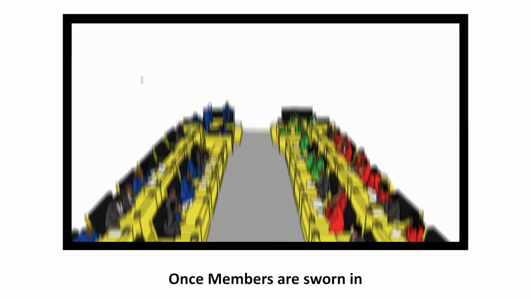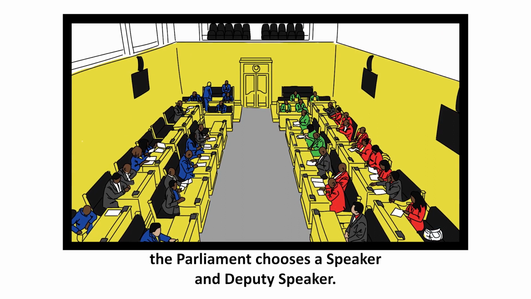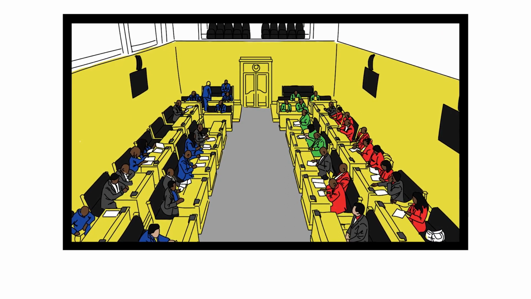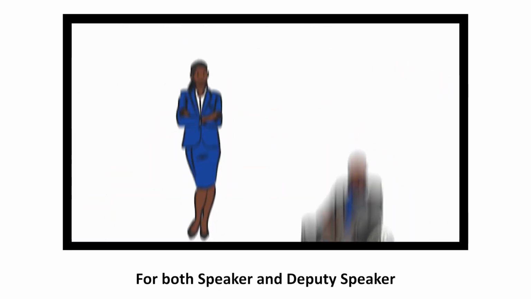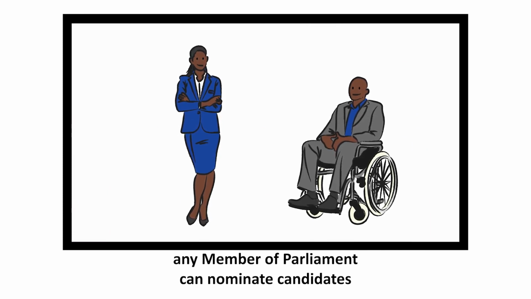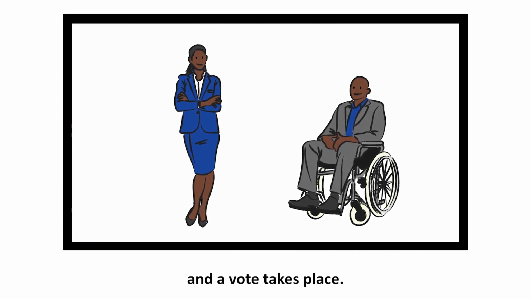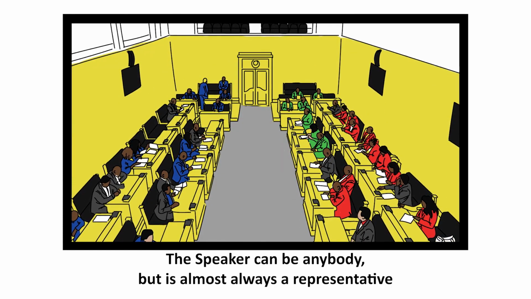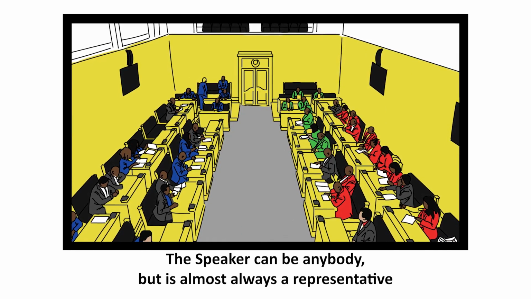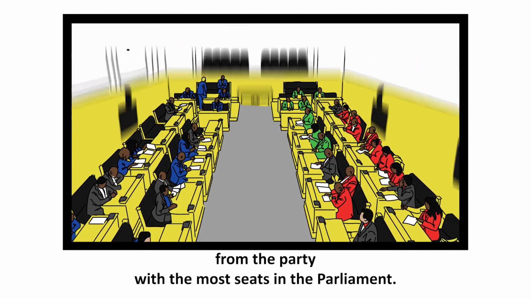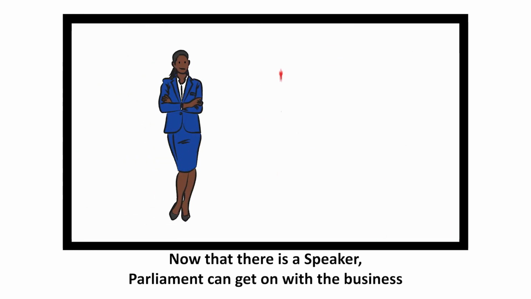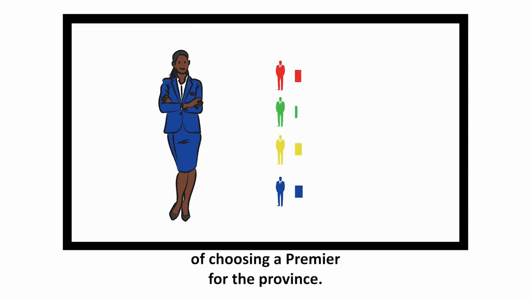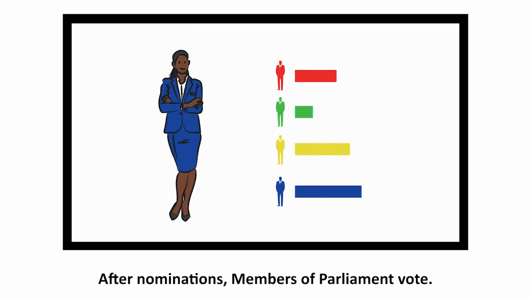Once members are sworn in, the parliament chooses a speaker and deputy speaker. For both speaker and deputy speaker, any member of parliament can nominate candidates and a vote takes place. The speaker can be anybody, but is almost always a representative from the party with the most seats in the parliament. Now that there is a speaker, parliament can get on with the business of choosing a premier for the province. After nominations, members of parliament vote.